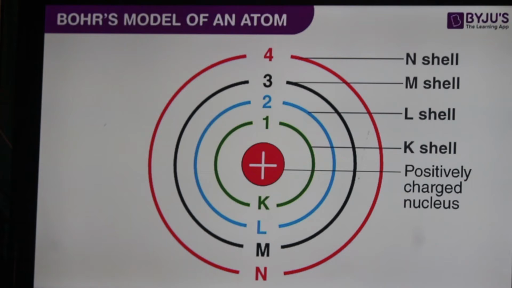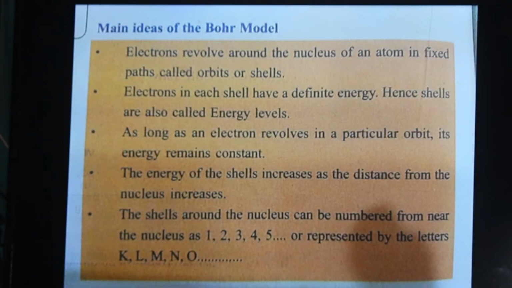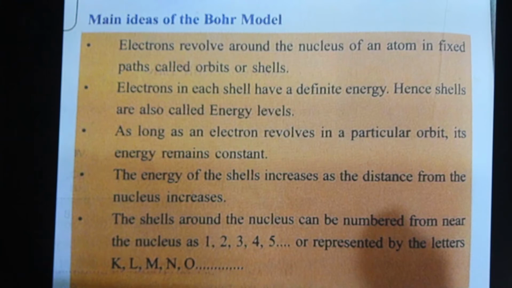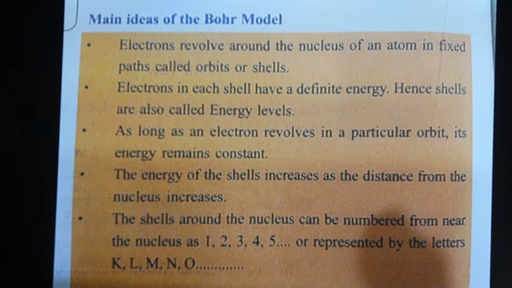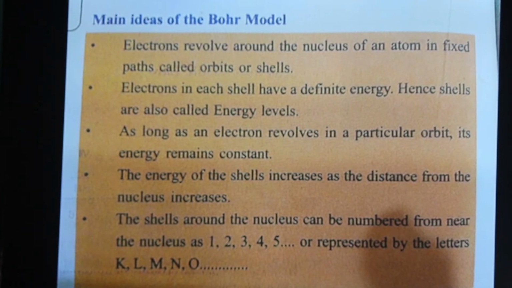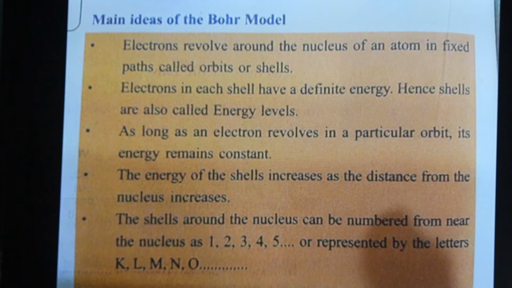Now we want to discuss main ideas of Bohr atom model. Here we already discussed some peculiarities of Bohr atom model. That is, the main ideas: electrons revolve around the nucleus of an atom in a fixed path called orbit or shells. We already discussed about shells. The second point, the electrons in each shell have a definite energy. Hence, the shells are also called energy levels. That is also we discussed.